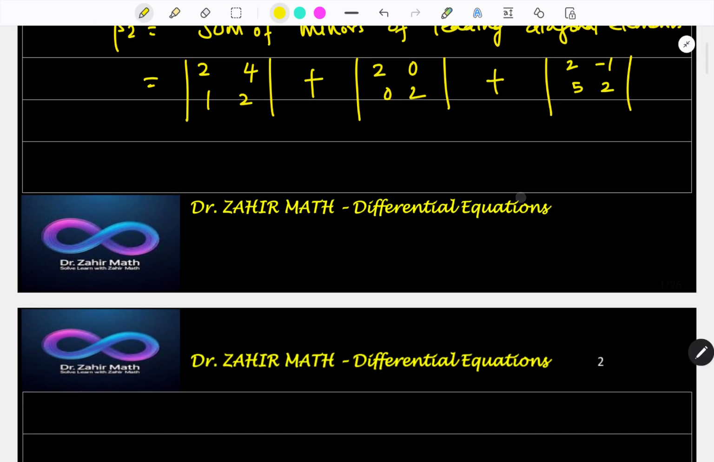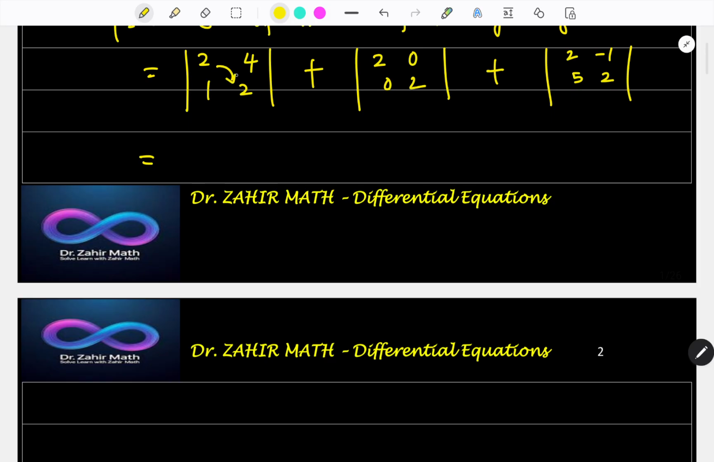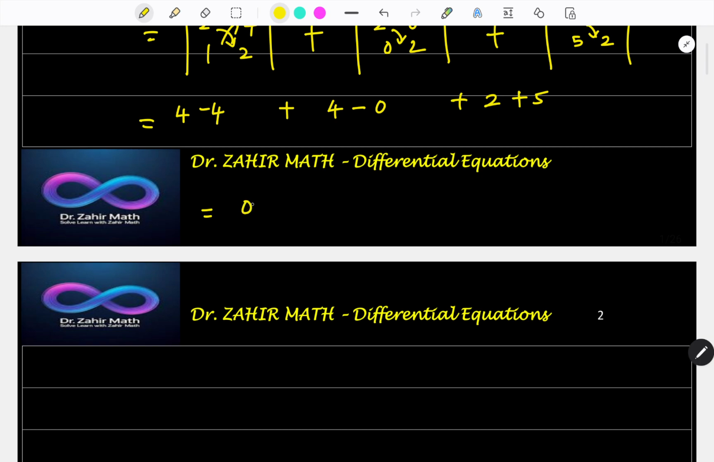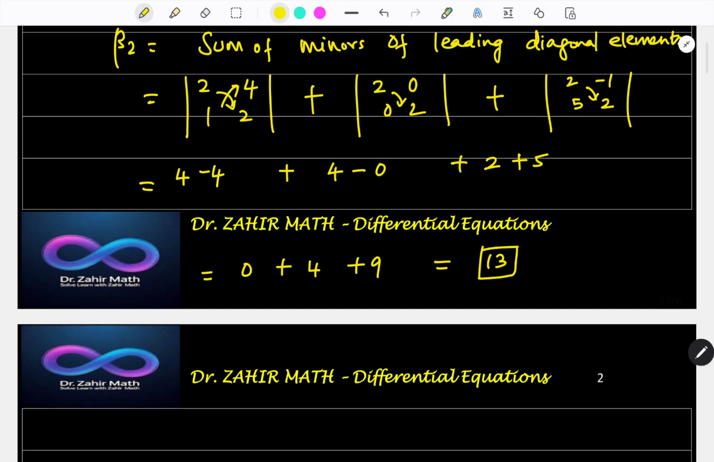Let me calculate the values of this one. This is equal to 2 times 2 is 4, minus 4, which is 0. Then plus 2 times 2, 4, minus 0, plus 2 times 2, and then minus of minus becomes plus 5. So this is equal to 0 plus 4 plus 9, which is equal to 13. So beta 2 is equal to 13.